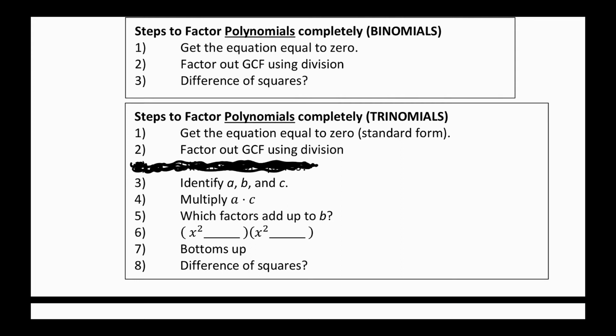Okay. What are binomials? How many terms does a binomial have? 2, right? So if it has 2 terms, we use this box up here. Trinomial, how many terms does a trinomial have? 3 terms. If it has 3 terms, we use these steps here. If it has 4 terms, we'll do that on Friday. So only today, 2 and 3 terms is all we're looking at.